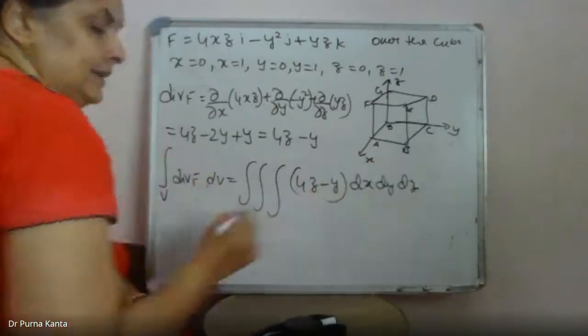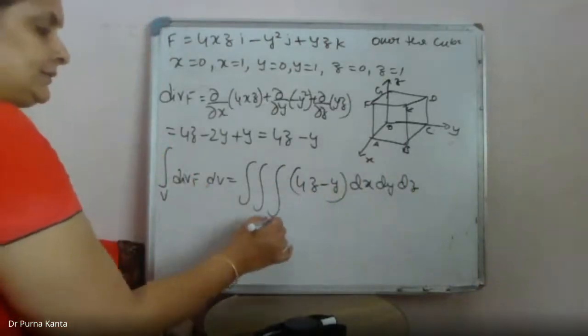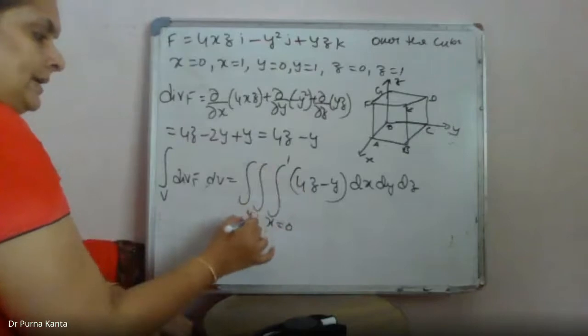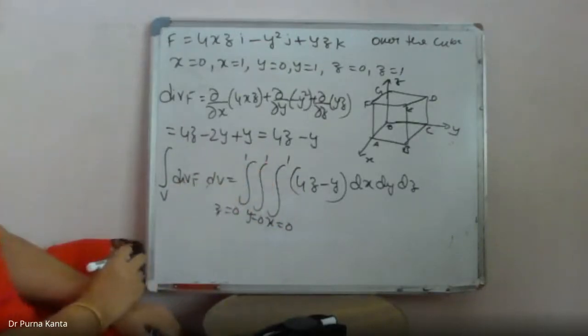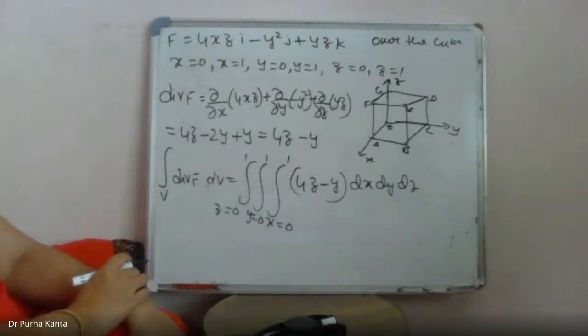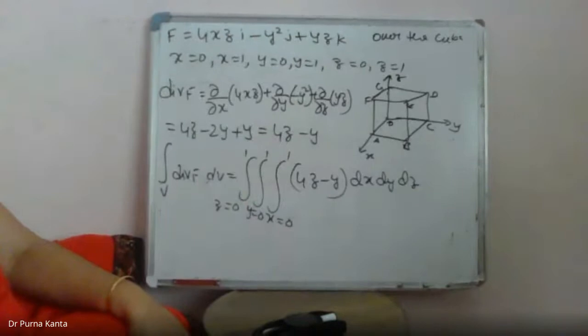What will be the limits? It is a cube given, so x is from 0 to 1, y is from 0 to 1, z is from 0 to 1. Evaluate this integral value and tell me.